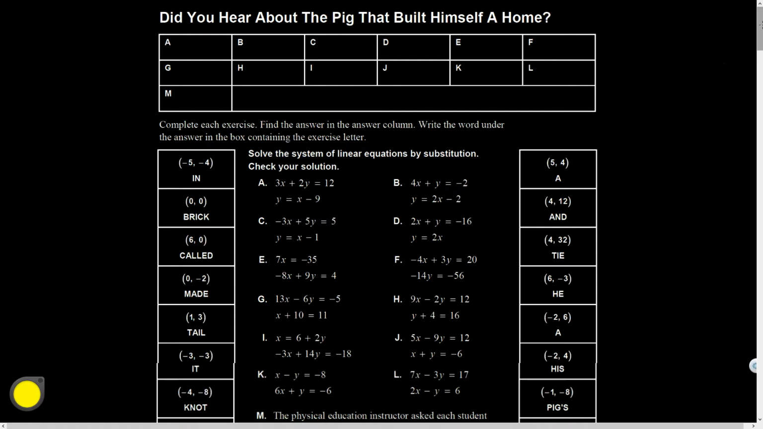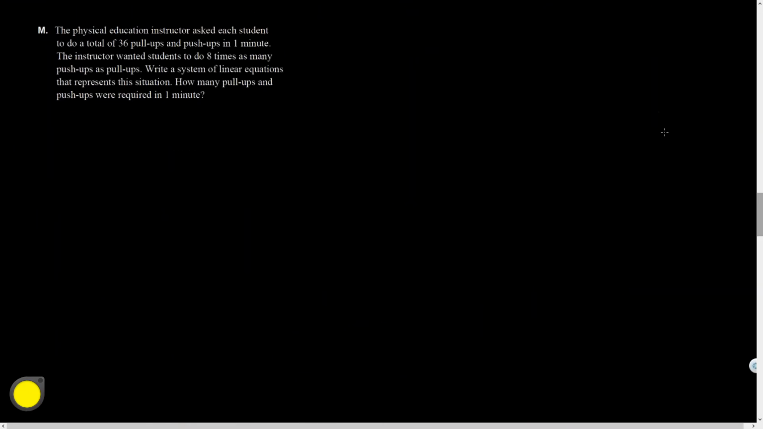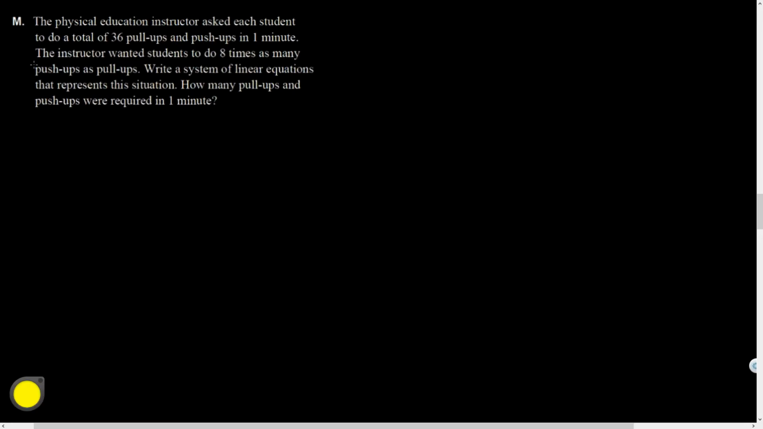All right. I just zoomed way out. Okay, last problem. A physical education instructor asked each student to do a total of 36 pull-ups and push-ups in 1 minute. The instructor wanted students to do 8 times as many push-ups as pull-ups. Write a system of linear equations that represents this situation. How many pull-ups and push-ups were required in 1 minute?